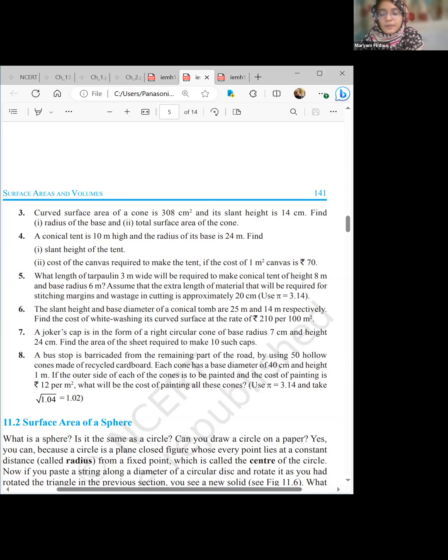Yes, ma'am. Okay. So let's first find the area of the tent. The CSA is equal to pi RL, but we don't know L. So first let's find out L. L is equal to square root of h squared plus r squared, which is going to be how much? Calculate and tell me.